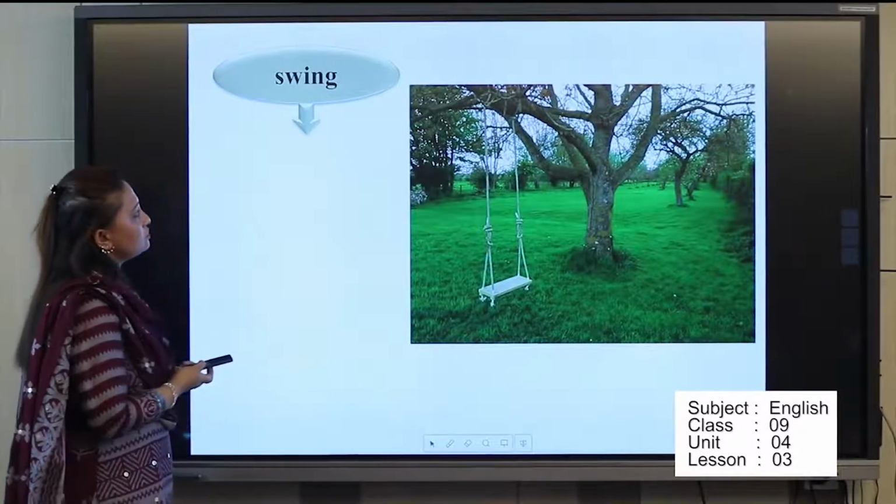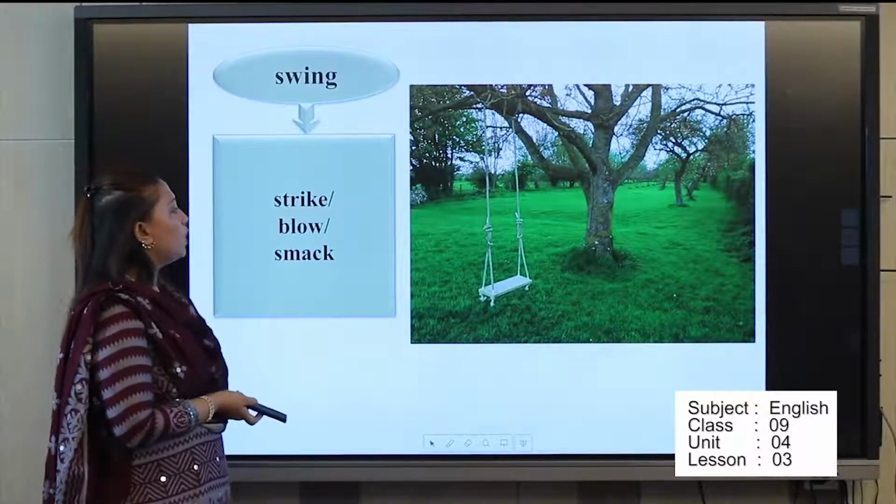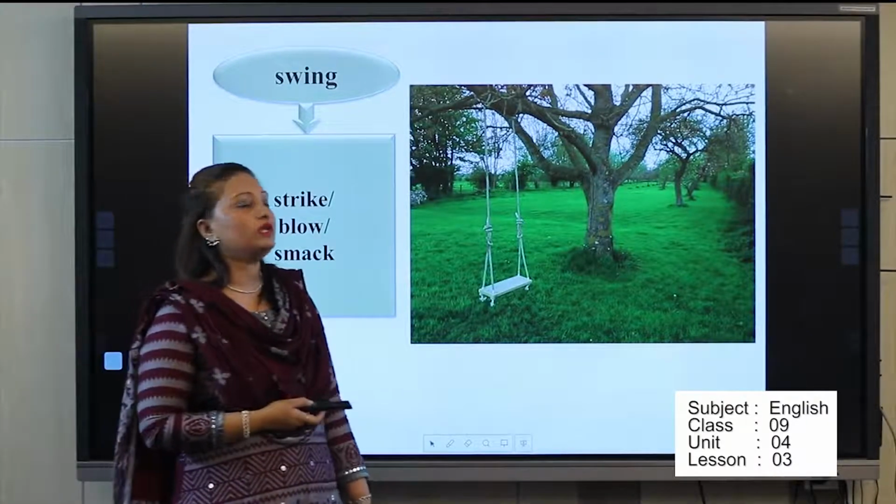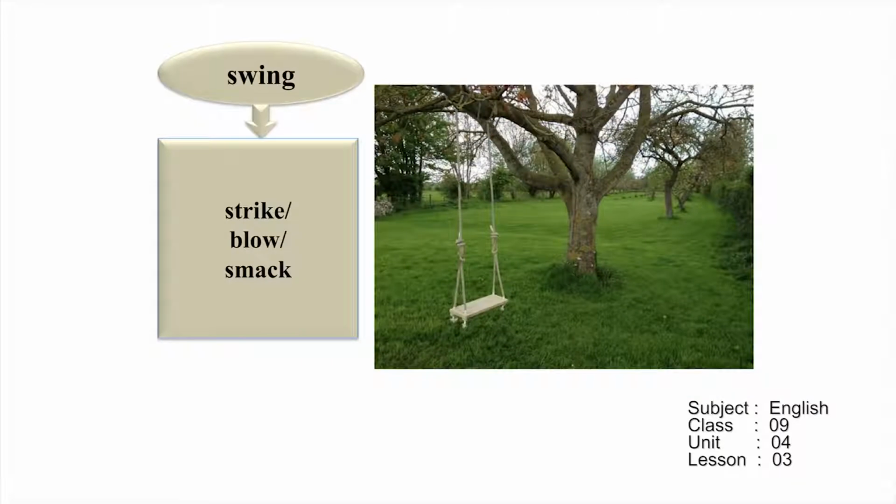And the last one, swing. Streak, blow, smack. In Bangla, আমরা এটা কি বলি? দোলনা. এটাকে ইংলিশে কি বলে? Swing. Okay? That is hanging from the tree.